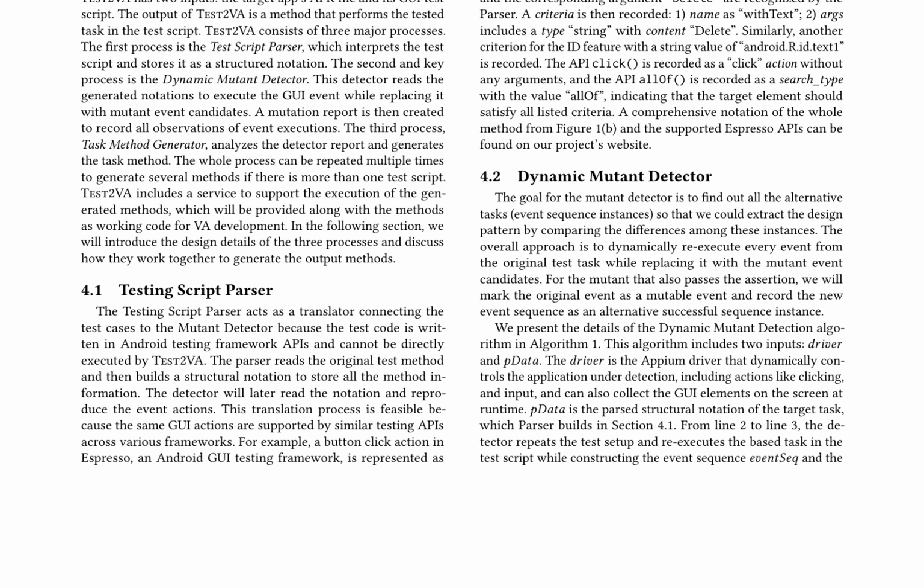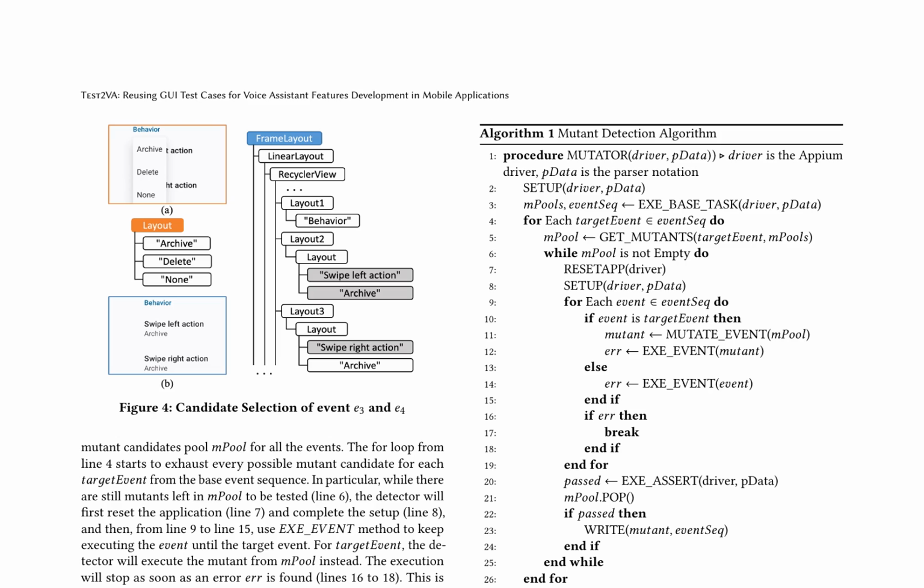By reusing test code, the Test2VA approach streamlines the development of task methods, reducing the need for manual coding and increasing the efficiency of VA feature development. The Test2VA approach reuses GUI test cases for voice assistant features development in mobile applications by leveraging a mutant detection algorithm and a candidate selection algorithm.